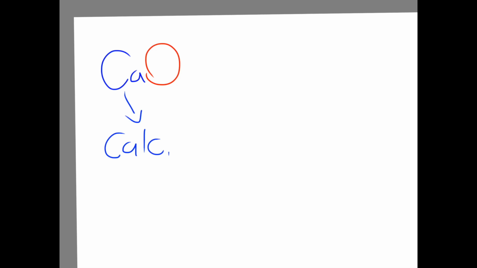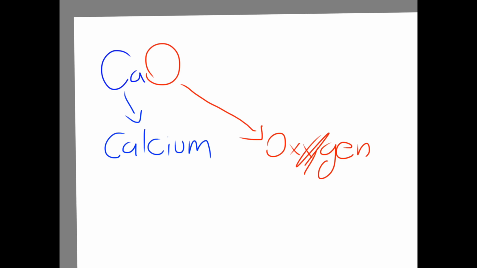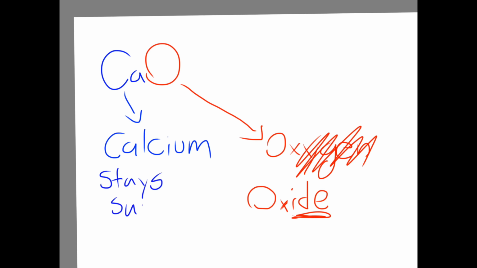Now this example is calcium and oxygen, but you can't just read it straight up, calcium and oxygen. No, you have to change the ending on oxygen to oxide. So this compound reads calcium oxide.